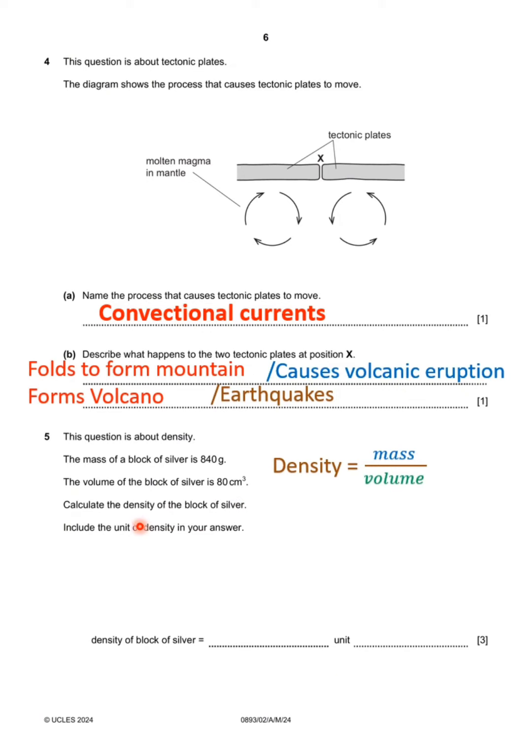So this is one of the easiest questions. It's just substitution. All you need to solve this question is remembering the formula for density, which is mass divided by volume. So you substitute the values given to you. The mass is 840 grams divided by the volume, 80 cm cube. If you divide that, we get 10.5 gram per cm cube. So put it there and then you write the unit.